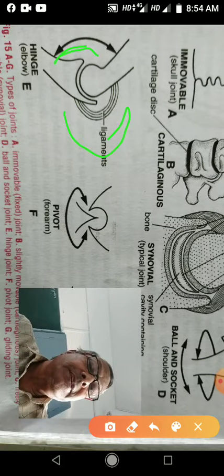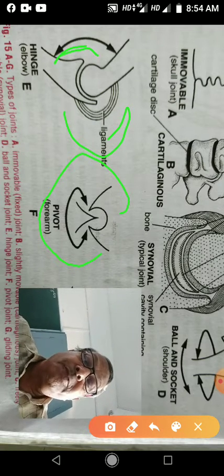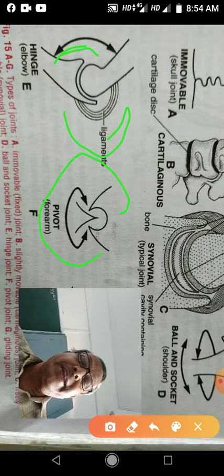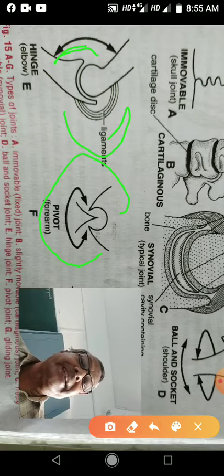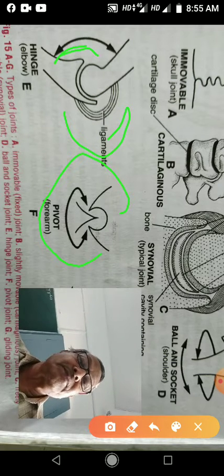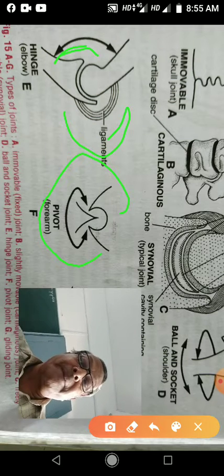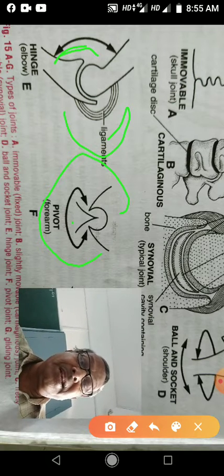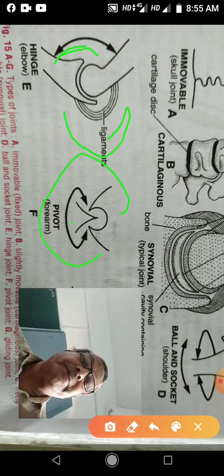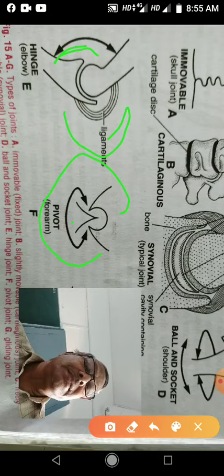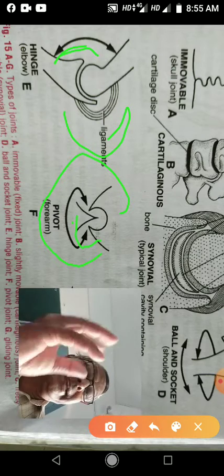Third one is the pivot joint. Pivot joints allow rotation about an axis. That axis is the pivot. The upper ends of the forearm bones articulate with each other. Another example of pivot joint is the joint between the skull and the first vertebra, the atlas. So there is a pivot joint so that our head can rotate.